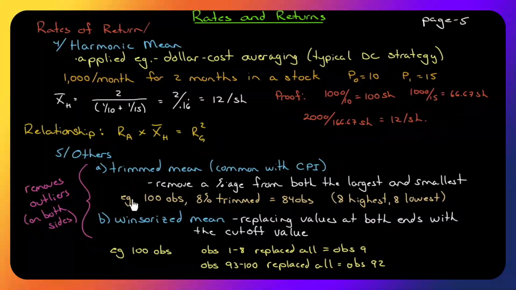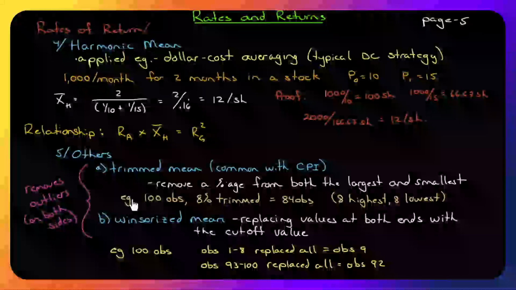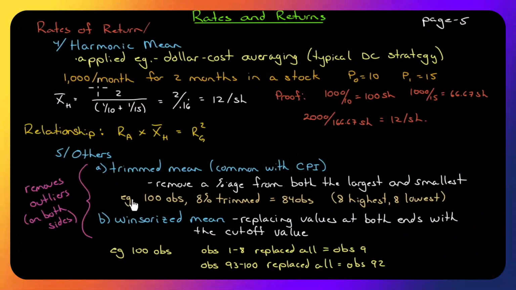So if I say, well, what is your average price per share? You can calculate it the long way by figuring out, well, how much should I pay per share each of those 12 times? Or you could do it in one step with a harmonic mean. So let's have a look at this. Let's say $1,000 a month for 2 months. We don't have to do 12 months and all the arithmetic to make our point. Let's just do 2 months.